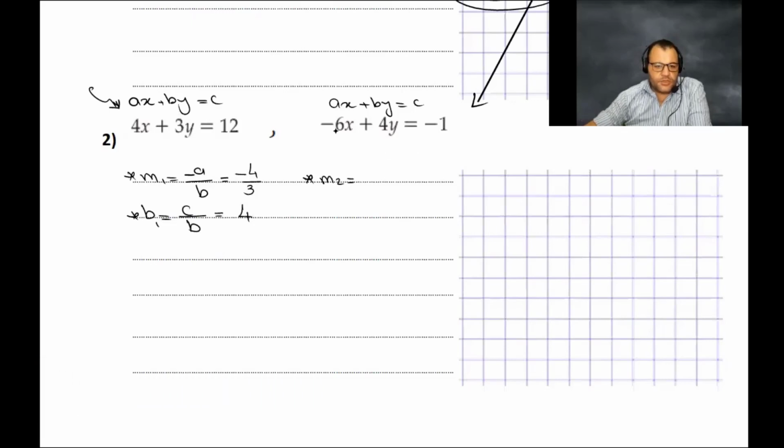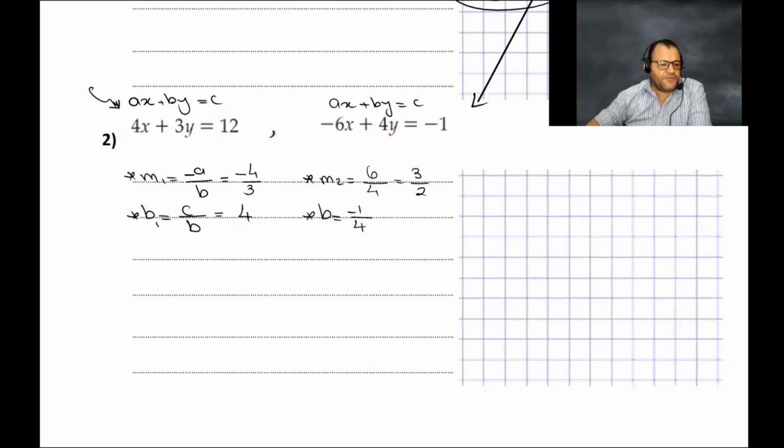M2 equals negative a over b. The negative of negative 6 will be 6, over b, which is 4. So the slope is 3 over 2. And the y-intercept, b, equals c over b, which is negative 1 over 4.